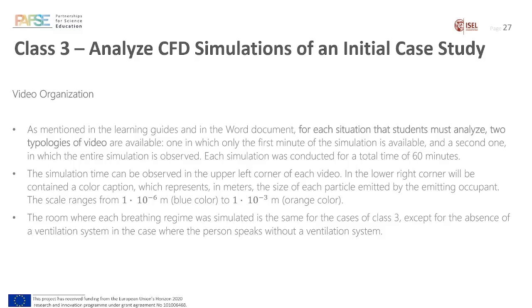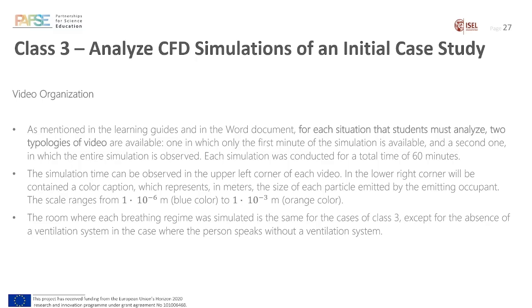In the lower right, we will also have a color caption which represents in meters the size of each particle emitted by the emitting occupant. And the scale ranges from 1×10^-6 meters to 1×10^-3 meters in orange color. So the bigger particles are represented in red or orange, and the smaller particles are represented in blue colors, as we will see in the videos.